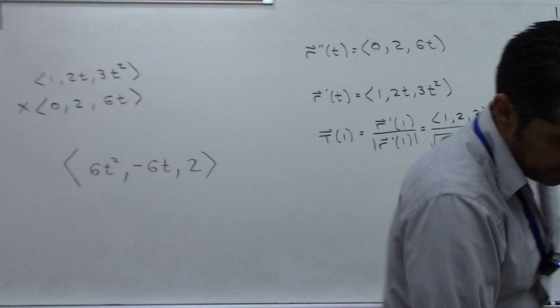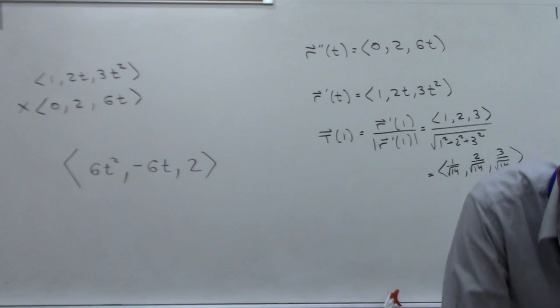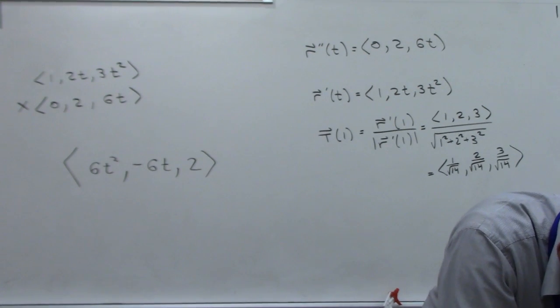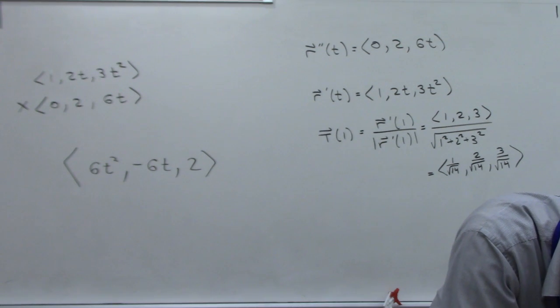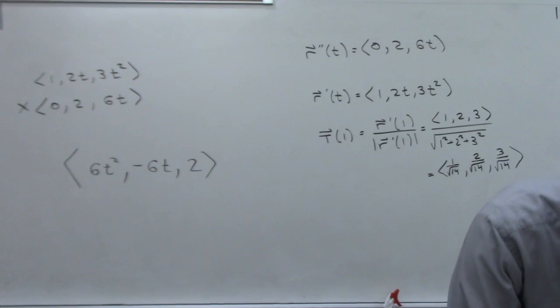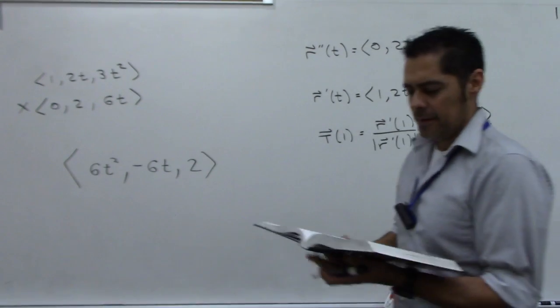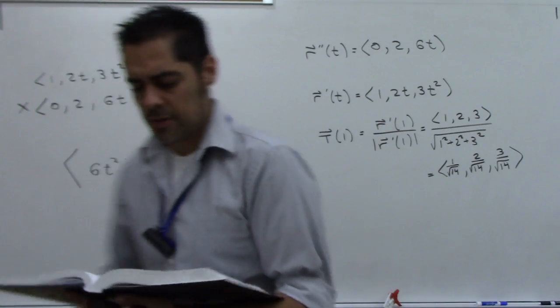So you should be able to do number 48. It's very similar to that one, except they ask you for some different stuff. All right, 49. Find the parametric equations for the tangent line to the curve with the given parametric equation at the specified point. Okay. So I'll do one of these.